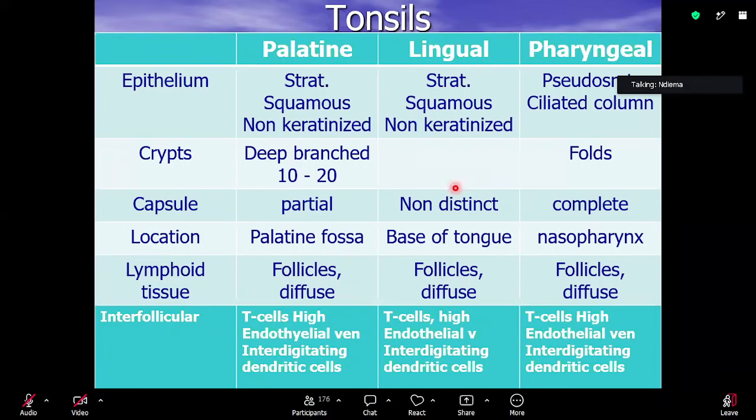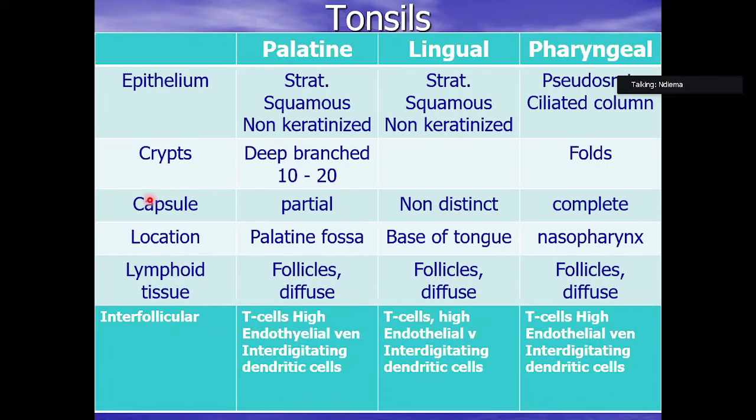We said that organs contain a capsule, but for the tonsils, the epithelium is lined on only one side, so the capsule is incomplete. So there's a partial capsule that separates it from the underlying tissues. In the case of the palatine tonsil, we have a distinct capsule; in the case of the lingual tonsil, we do not have any distinct capsule; and we might have a complete capsule that is patchy in the case of the pharyngeal tonsils.